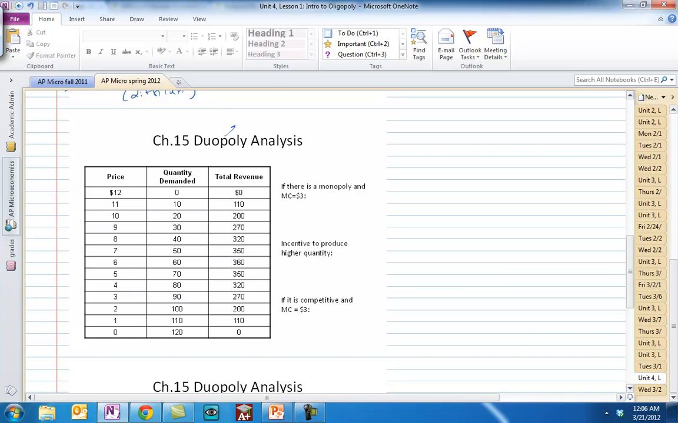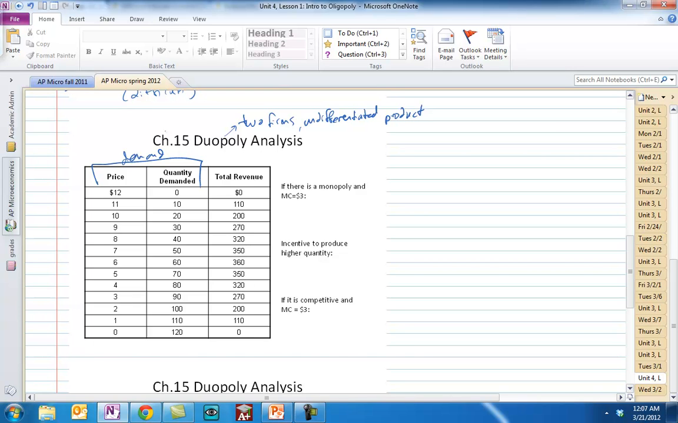Duopoly just means there are two firms, and we're going to assume for the purposes of this analysis that we've got an undifferentiated product. Consumers are not interested in which company they're buying from. They're willing to buy whichever one is selling it the cheapest. And here is the price and the quantity demanded. Hopefully you recognize that as a demand curve, demand data for this duopoly.